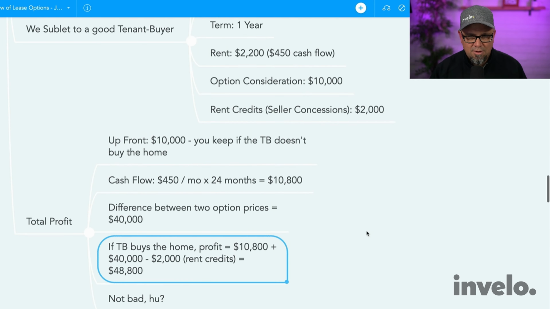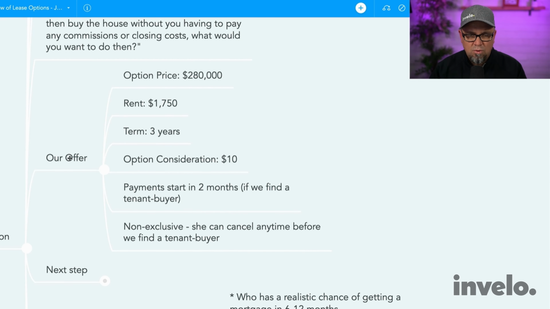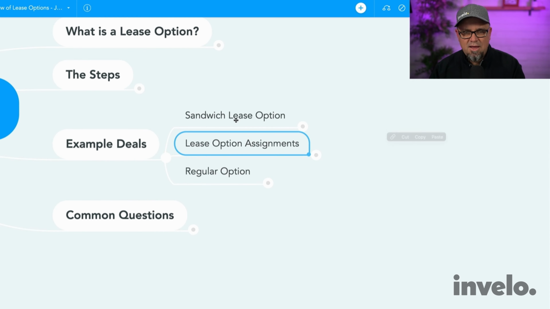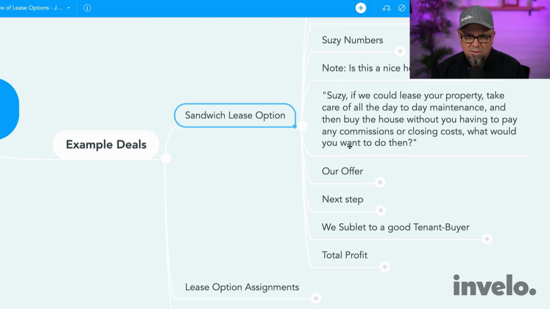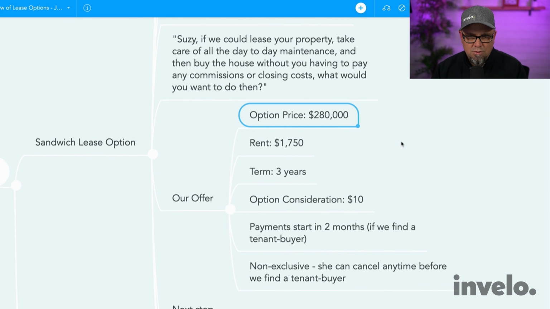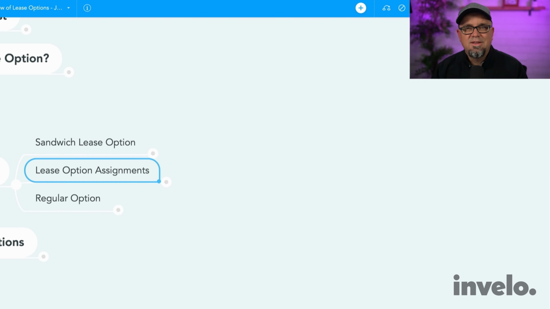Not bad, right? By giving the seller more than she would have gotten if she would have sold it with an agent. Now, let's say it's a lease option assignment. Let's say the seller says no to my offer of, what was it, $280,000, because she owes $290,000. What if she says no? Well, then we might want to do a lease option assignment.